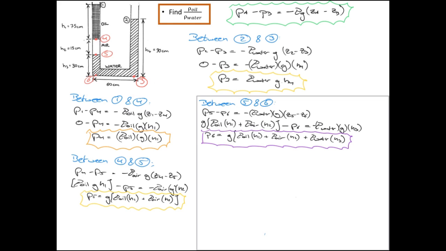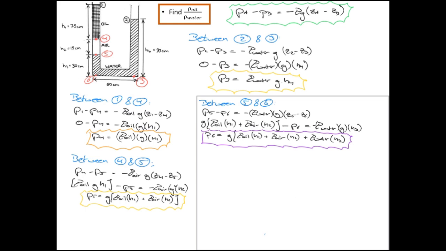But in order to solve the problem and to find the ratio between the density of the oil and the density of the water, we need to realize that the pressure at point 3 and the pressure at point 6 are equal to one another. And the reason for this is that they lie on the same horizontal plane. There is no difference in elevation between these 2 points.